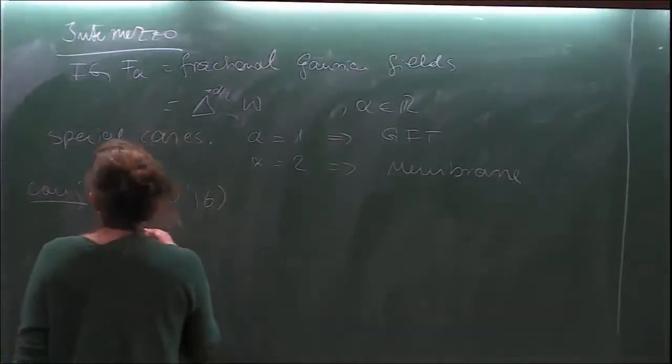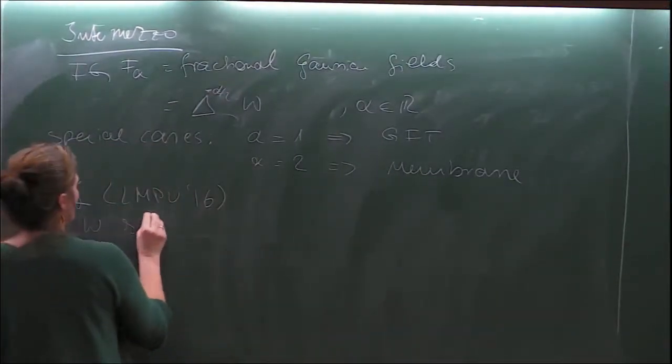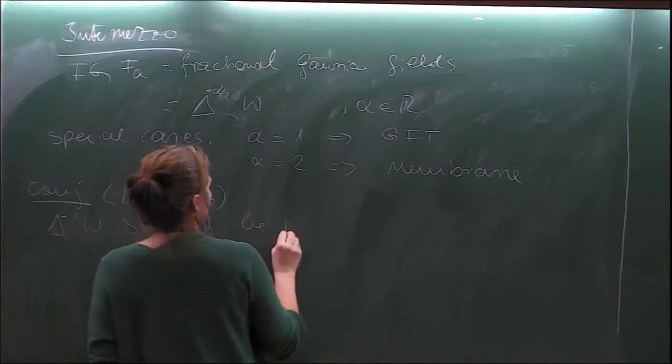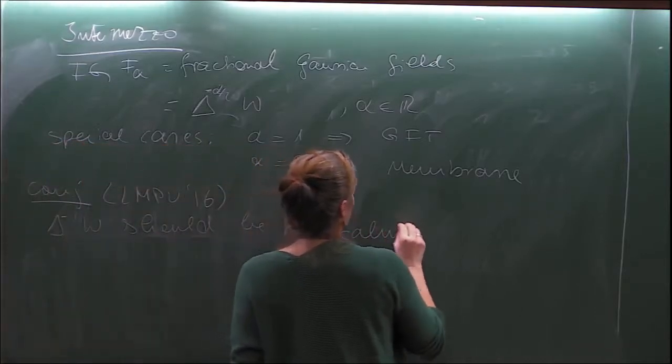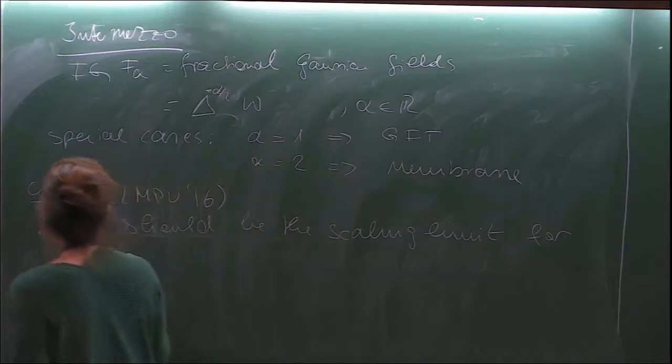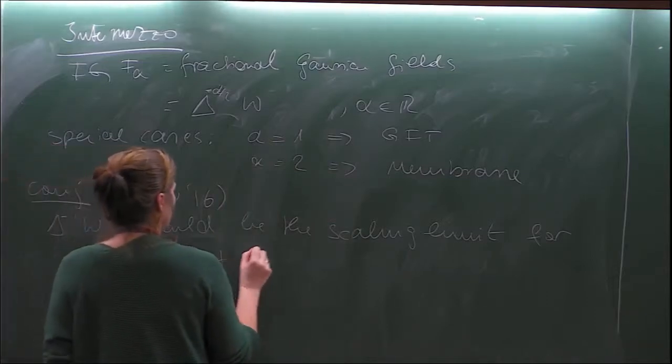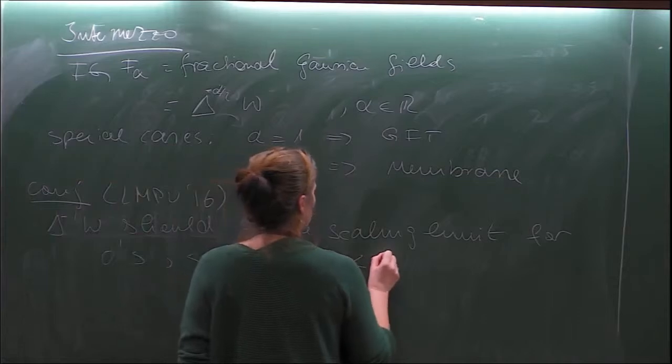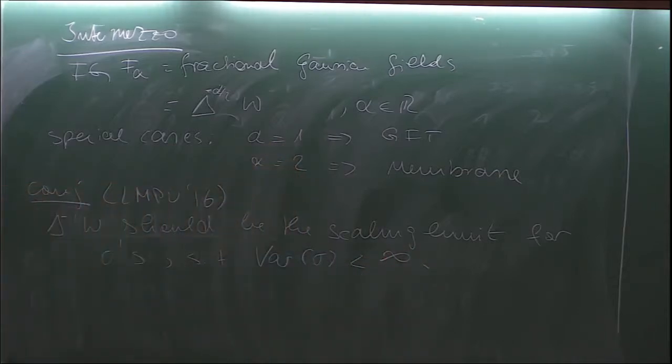The conjecture was that U should be the scaling limit for sigmas such that the variance is finite. Actually, to be honest, the conjecture was on R^d, and we were not able to prove that. We were able to prove it on the torus, though. So the first theorem, which I would like to present in a minute, is actually proving this conjecture.